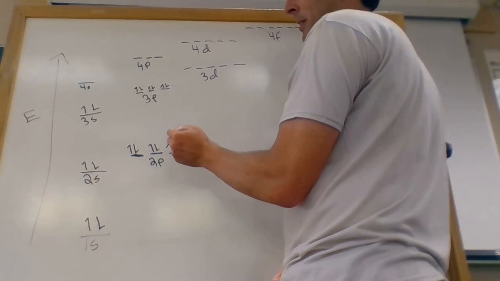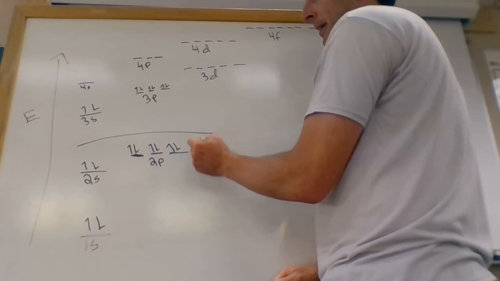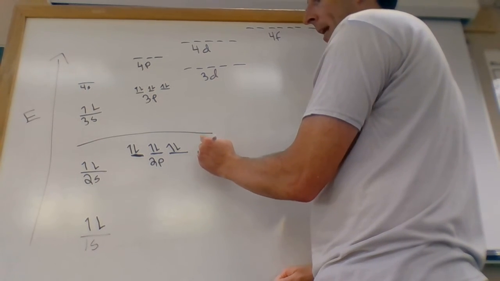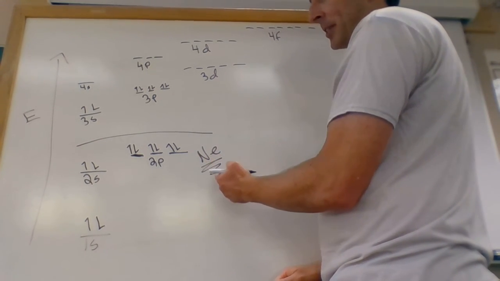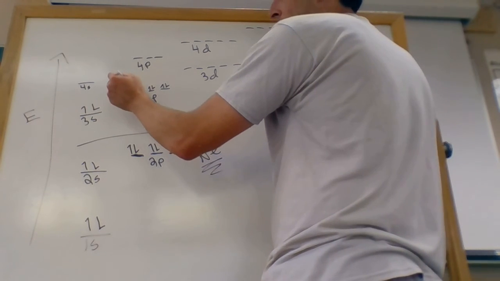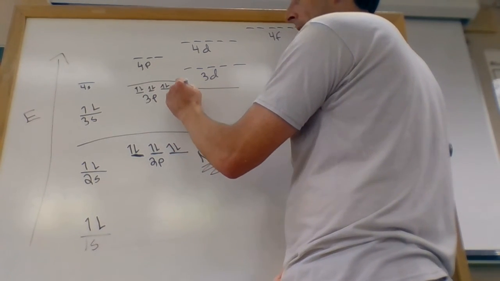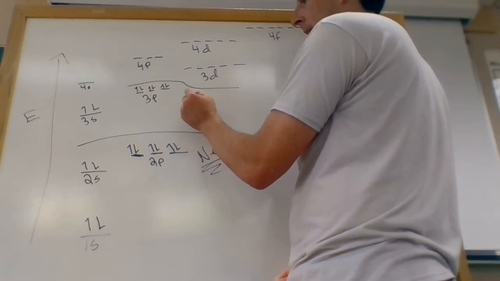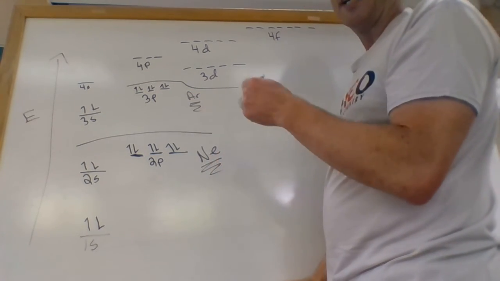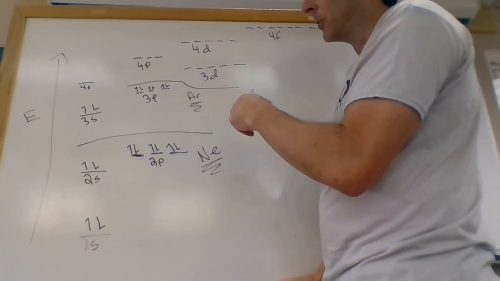Now if you notice, every time I fill up the P's, I get a noble gas. Neon is number 10. When I get to 3P, that's argon. Okay, and again, that's going to be important in the next step that we go to.